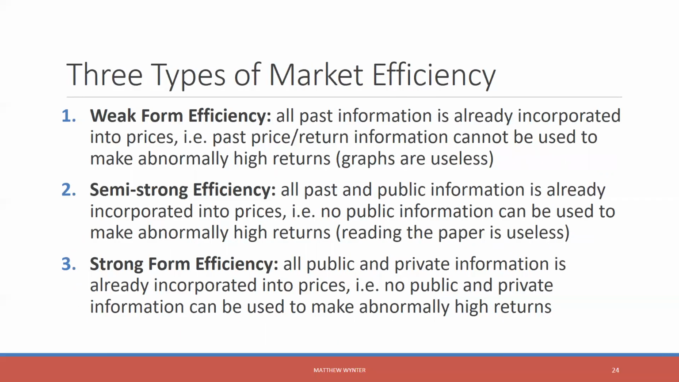We can think of the efficient market hypothesis as coming in three forms. There's the weak form, in which all past information is incorporated into stock prices. This means past price, past return information, all of it should already be incorporated into your stock price. You can think of it as me having a graph of where the prices were a year ago or where the price was yesterday. Shouldn't really tell me anything.